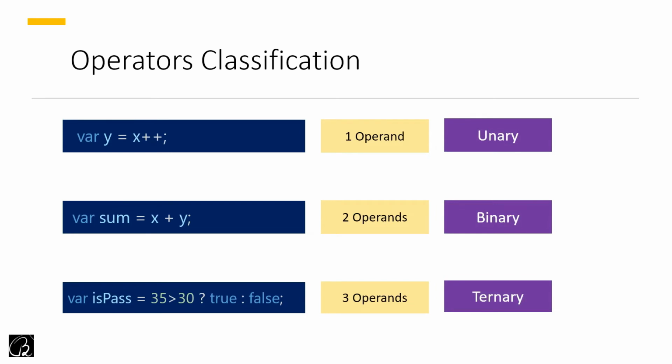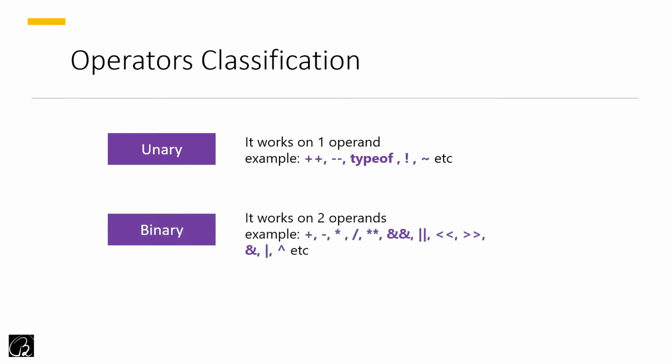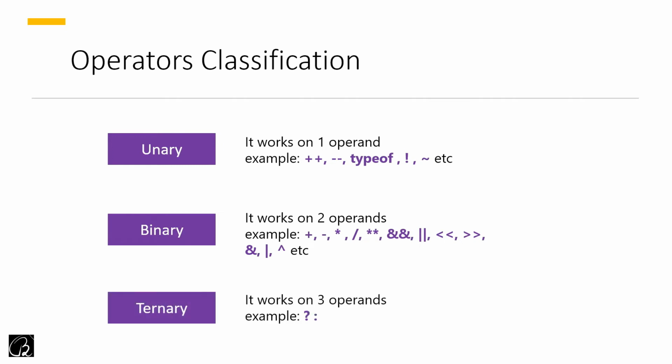Unary means it works on one operand. As examples, we have increment, decrement, typeof, logical NOT, bitwise NOT. These work on a single operand. Then we have binary, right? Most of the operators that we have in JavaScript are binary, like addition, subtraction, multiplication, exponentiation, logical AND, OR, left shift, right shift, bitwise AND, OR, and so on. And the third one is called the ternary operator. It works on 3 operands. That is why it has the name ternary. It is also called the conditional operator, which we have seen earlier.